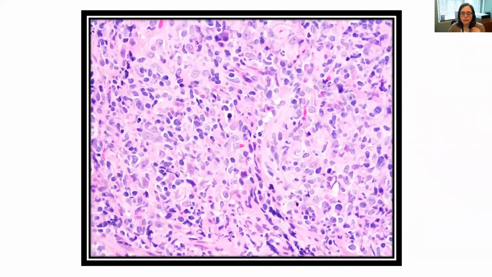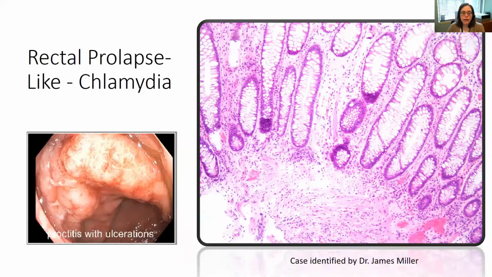And this is an example of a rectal lesion that was plasma cell poor, and it was histiocyte rich, as you can see here. And some of these might even be plump endothelial cells. So just keep in mind and remind yourself that these not only have to be plasma cell rich, some of them are histiocyte rich. And this is a case that was identified probably by one of our fellows at the time, Dr. James Miller, who is now in academic practice in Wisconsin.